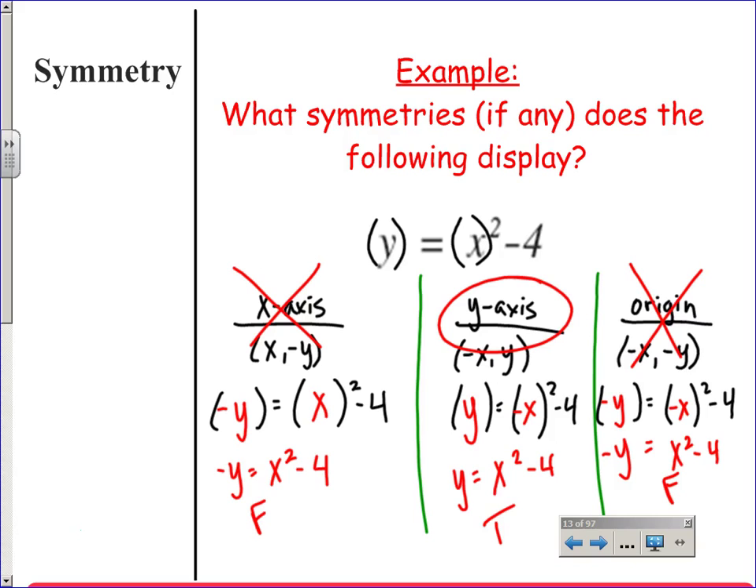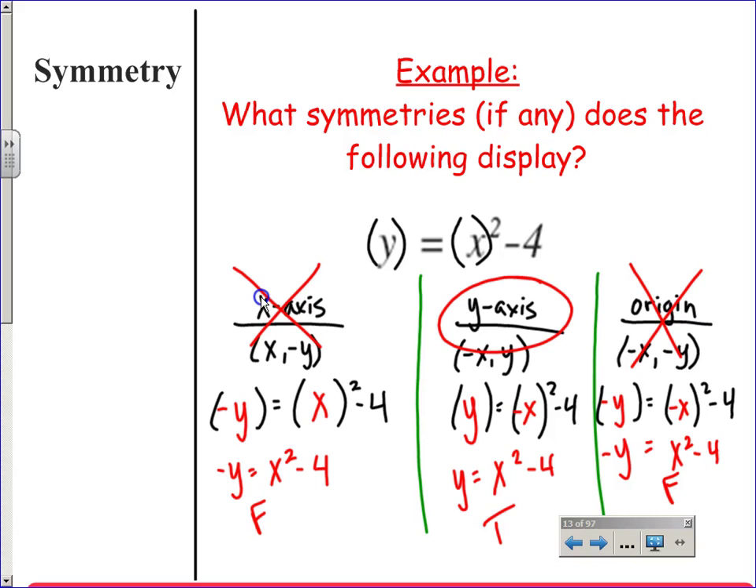You can take the corresponding points with each symmetry, just based on the actual reflection or the actual symmetry itself, and then plug in and say, hey, do they both work? Does this point end up giving the exact same result as the original? If the answer is false, then it does not have that symmetry. If the answer is true, then it does have that symmetry. So what symmetry, or I should say symmetries, if any, does the following display? Only y-axis symmetry.